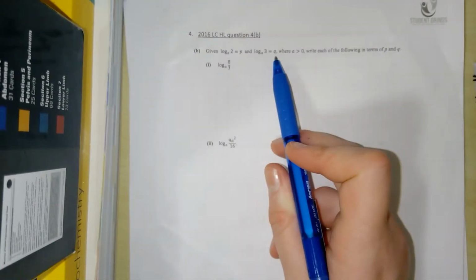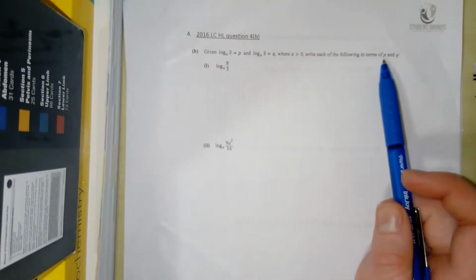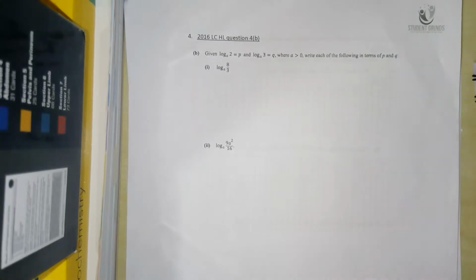This is the 2016 Leaving Cert Higher Level question 4b, and it's a question on logs. We're told, given log to the base a of 2 is equal to p, and log to the base a of 3 is equal to q, we're asked to write each of the following in terms of p and q.